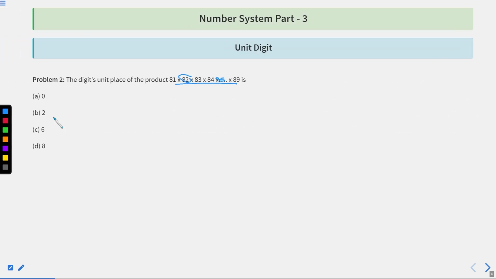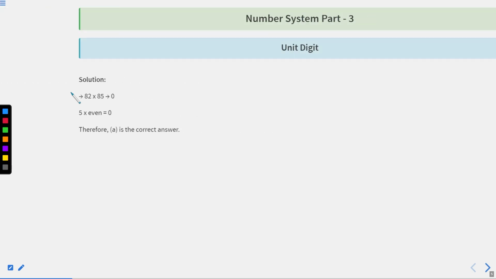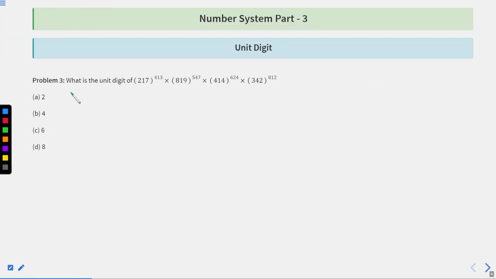So here we have 82, we have 85, and when we multiply 2 into 5, the 0 will be there at the unit place. Now if you multiply any number to that number, 0 will always remain at the unit digit. So your answer should be option number A, that is 0. So let's move to problem number 3.